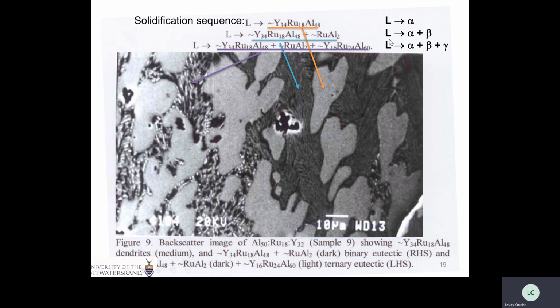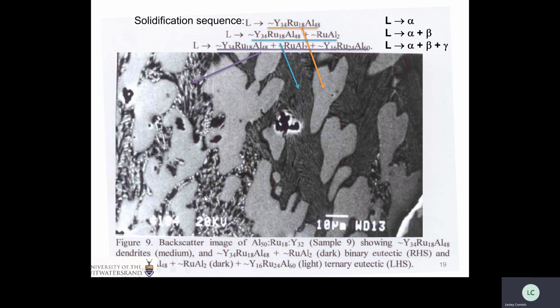So let's put it into alpha plus beta, or alpha, beta, and gamma. So here it's forming alpha, our alpha phase. Then we've got a binary eutectic. We've got this phase and another phase, which is darker. That's a hole and the edges are charging. So here it's liquid going to form alpha plus beta.